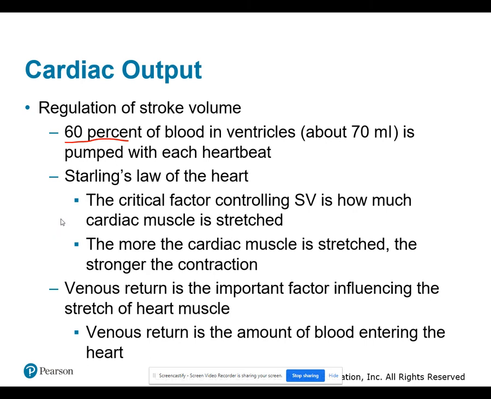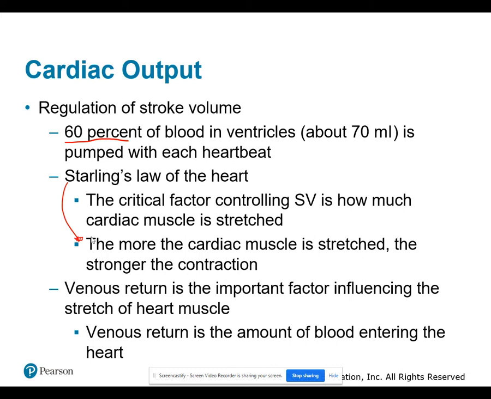The critical factor controlling stroke volume is how much the cardiac muscle is stretched. The more the cardiac muscle is stretched, the stronger the contraction is going to be. I like to think of this as a rubber band. If you stretch a rubber band a little bit and then try to shoot it off, it's not going to go very far. But if you stretch it as far as you can and then let it go, it's going to fly better.